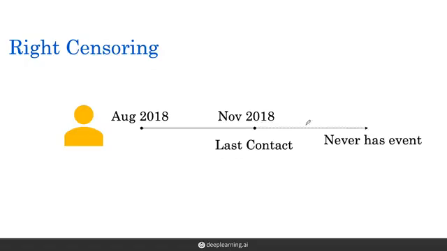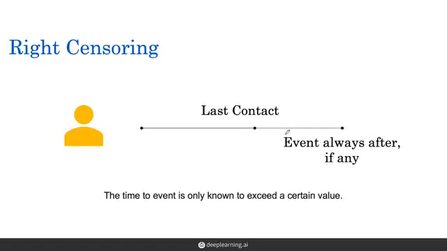But it's also possible that the patient went on to never have the event at all and just be healthy throughout. So we can capture both these scenarios under this broad umbrella of noticing that the event always happens after the last contact, if it happens at all. And this is called right censoring. And right censoring formally is that the time to the event is only known to exceed a certain value.